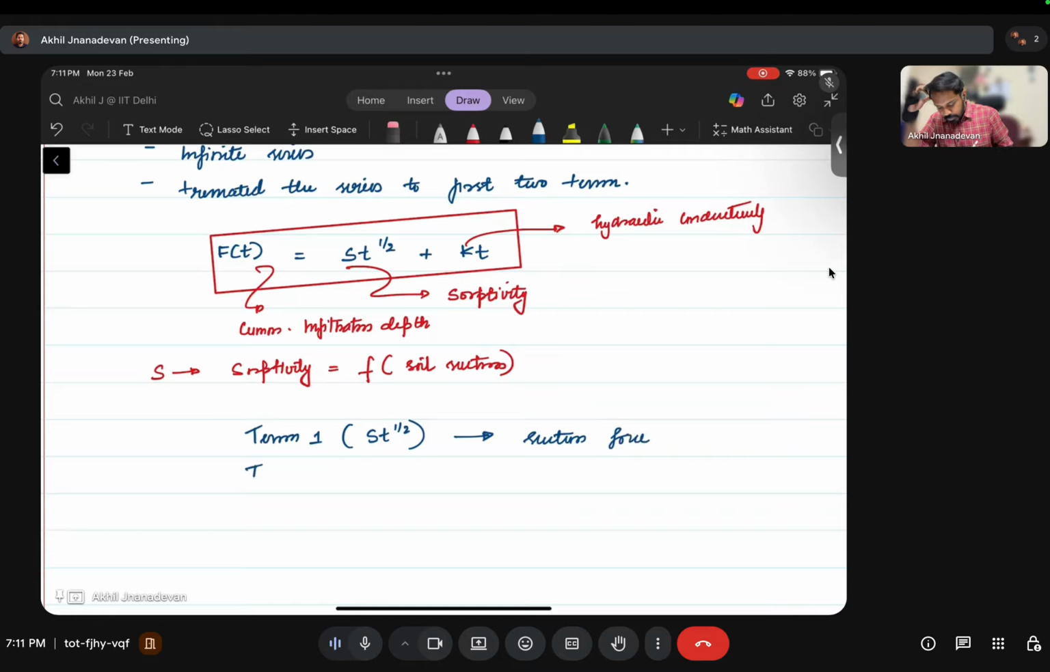The second term, K t, represents nothing but the gravity force. K is the hydraulic conductivity, right? K is related to the flow that is happening in the soil, in the unsaturated medium. So it represents the gravity head.